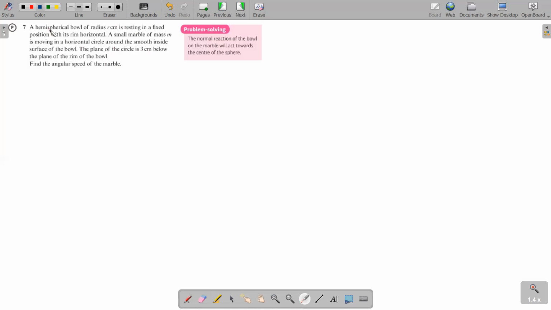So basically it's once again the diagram. Let's construct the diagram. First thing is you must get a hemisphere. A hemisphere, the rim is horizontal and the bottom of the hemisphere is touching the ground. So let's draw this.